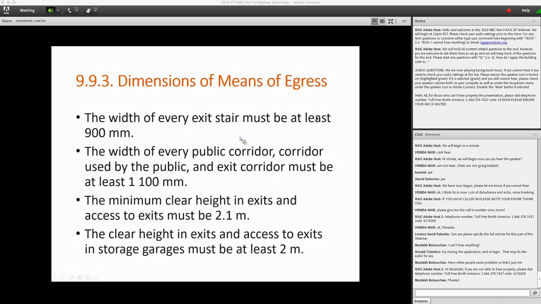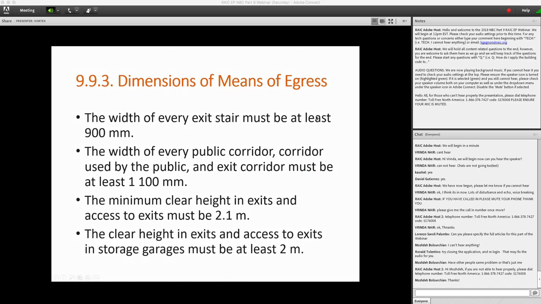So, dimensions of a means of egress. The width of every exit facility in a building designed to Part 9 must be at least 900 millimeters. As I stated earlier on, this will not be applicable to exits within a dwelling unit. Depending on what you're looking at, for dwelling units, you may be required to have either a 900 millimeter wide exit or an 860 millimeter wide exit.